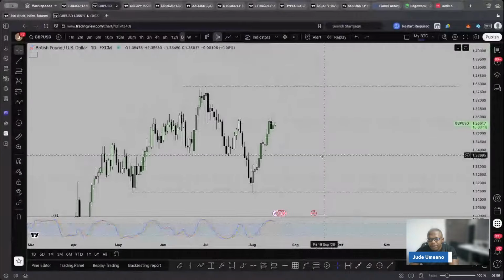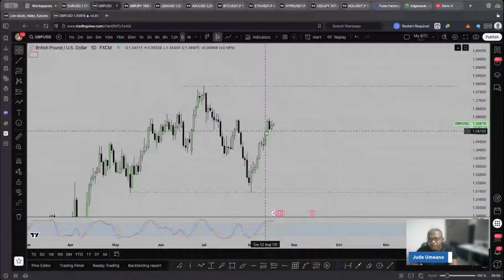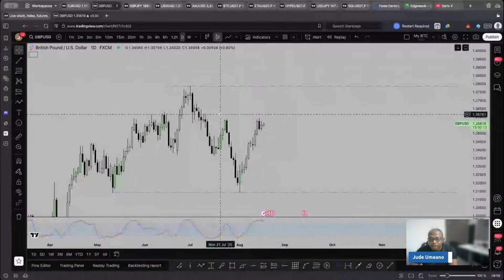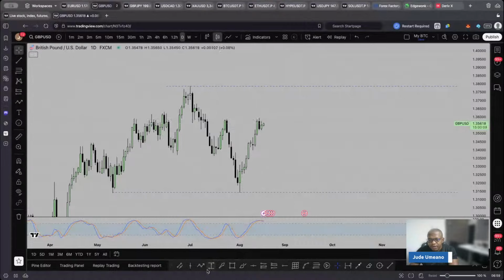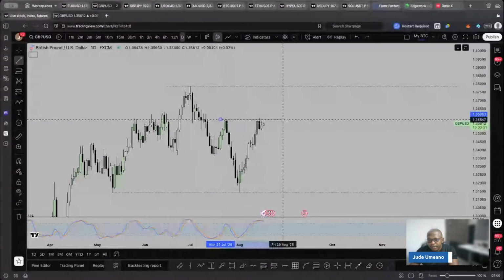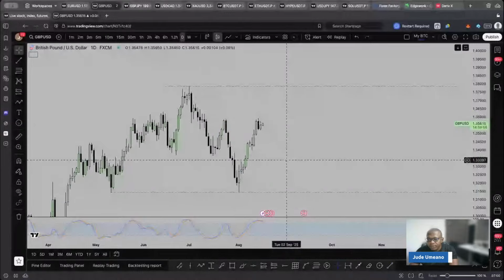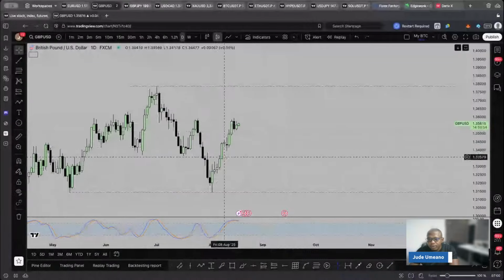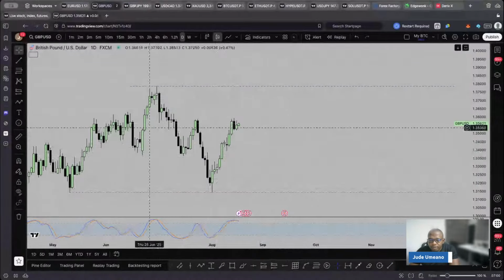But that is not our concern now. Our concern is here. But even on the daily, you can see that we have liquidity here at this point. It's a little liquidity sweep, a tiny liquidity sweep here. But I'm going to refine it more when we get to the lower time frame.